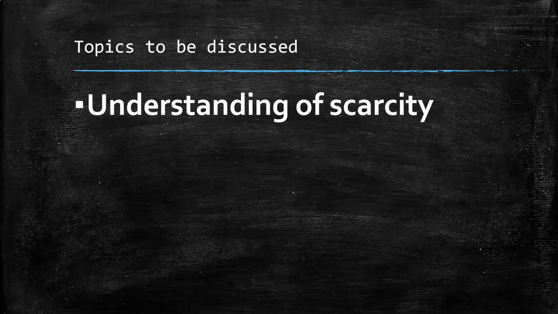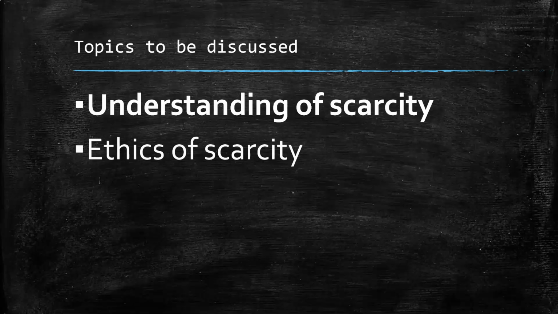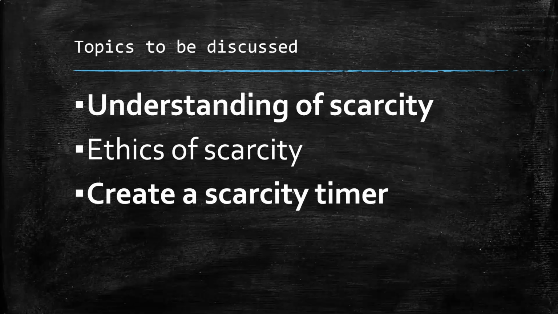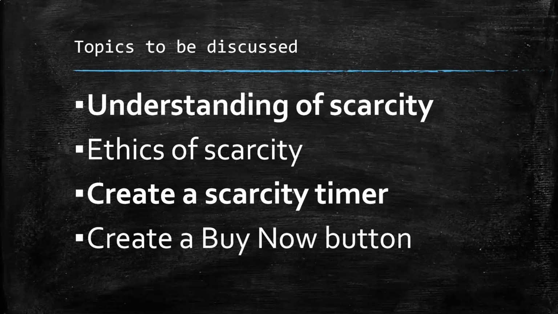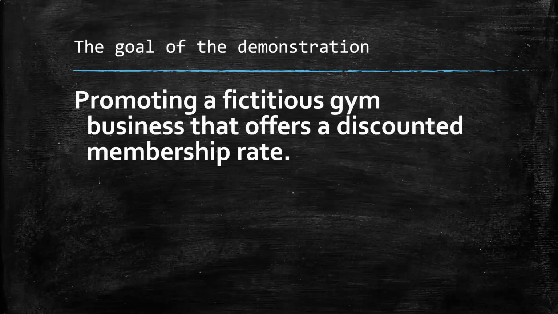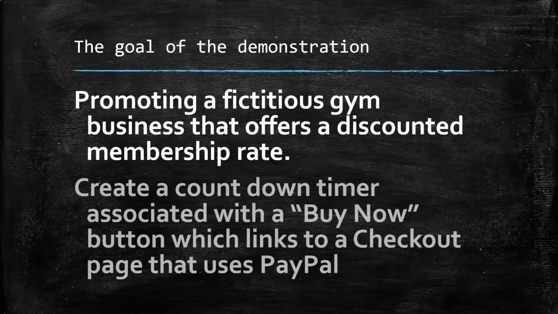The following topics will be discussed in this short video. We'll have a very quick understanding of what scarcity is about, and I'll talk briefly about the ethics of scarcity marketing. I'll show you how to create a scarcity timer inside BuilderAll, and along with that as well, a buy now button. Later on I'll give you a demonstration of how this is all done. The goal of this demonstration is to promote a fictitious gym business that offers a discounted membership rate. This is done by creating a countdown timer that's associated with a buy now button, which links to a checkout page that uses PayPal.